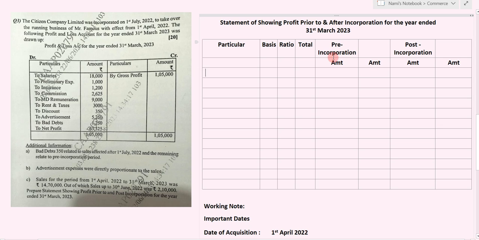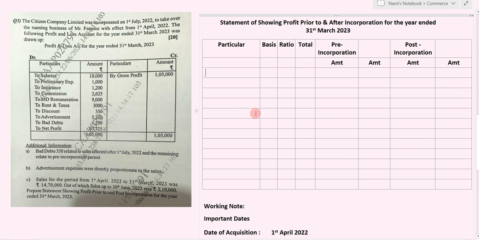Then for pre-incorporation, I have prepared two amount columns, one for the debit side and one for the credit side of pre-incorporation. In the same way for post-incorporation, I have prepared two amount columns, one for the debit side and one for the credit side of post-incorporation.